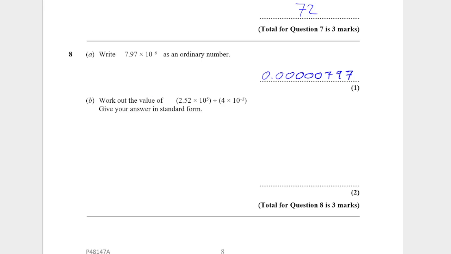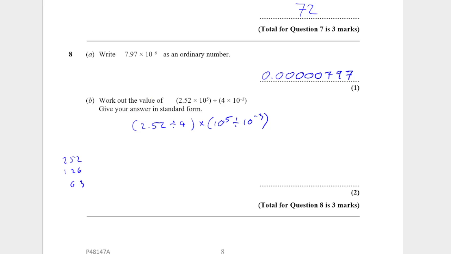Work out the value of divided by 4. Give your answer in standard form. So I tend to split this into the number part, which is 2.52 divided by 4, and then the index part, 10 to the 5 divided by 10 to the minus 3. So my number part, then, if I halve it, I'd get 1.26. So let's just go 252. Half of that would be 126. Half of that would be 63.